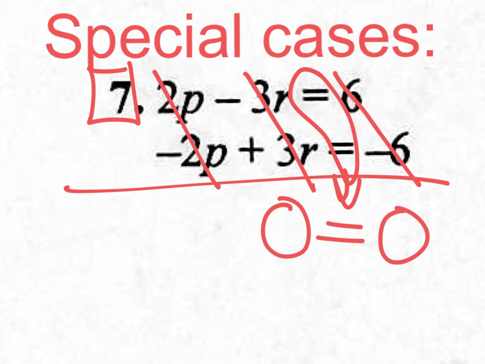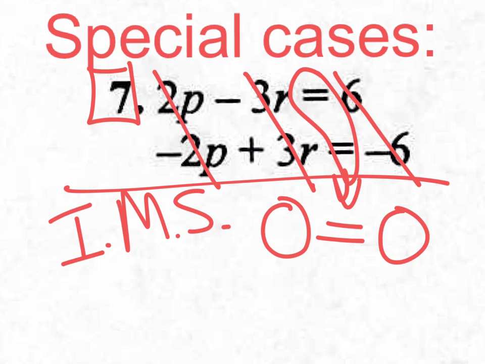So what does that really mean? That means infinitely many solutions, and we probably shouldn't abbreviate because I don't think other math teachers do. Infinitely many solutions. Now, visually, what would that look like? It's the same exact equation, same exact line. They just land perfectly on top of each other.